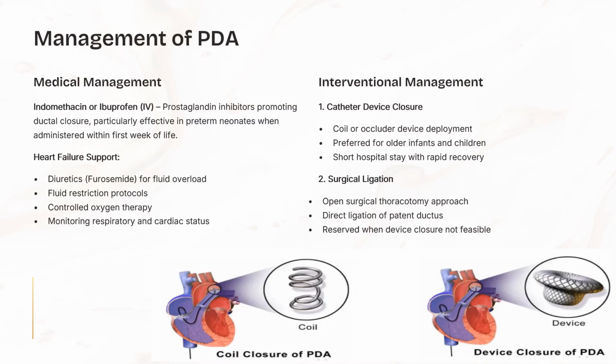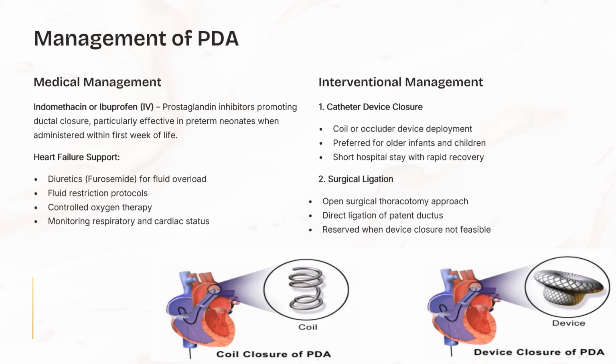The first one is the catheter device closure. Under the catheter device closure, we can go for coil or occluder device deployment. You can see this picture. Coil looks like this, and devices look like this. It can be fixed in the heart through the tube which is inserted by the inferior vena cava. And this is a very important procedure, especially for older infants and other children. And the hospital stay will be very short, and rapid recovery will be possible.